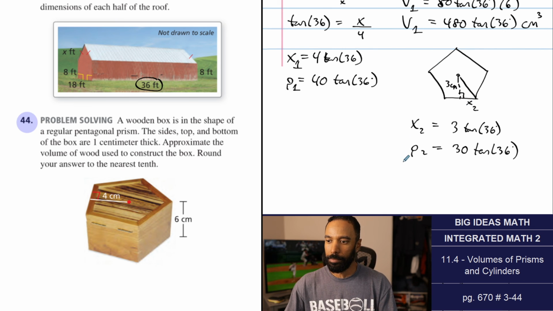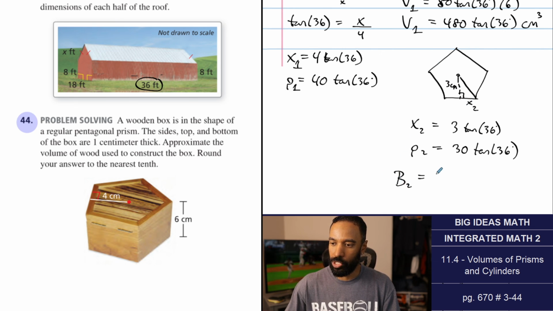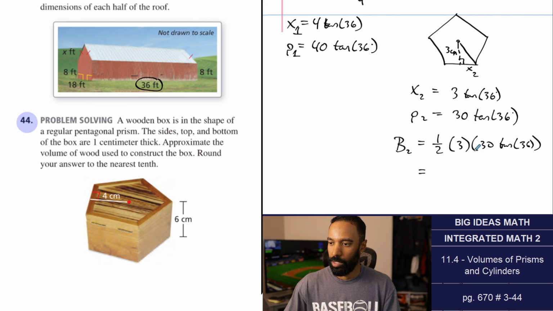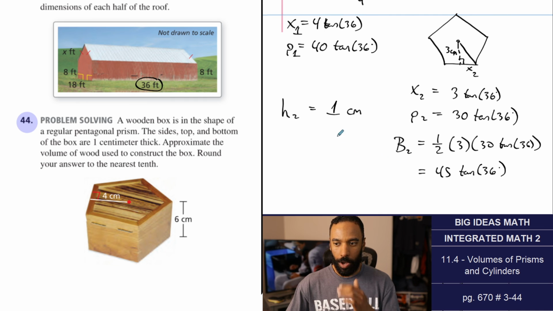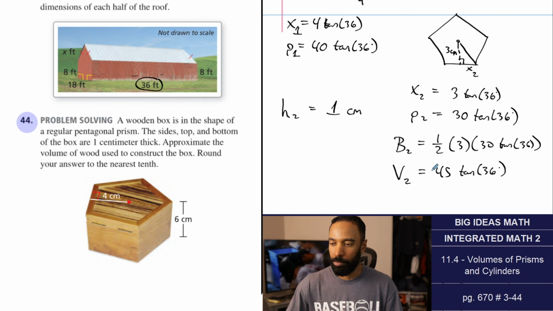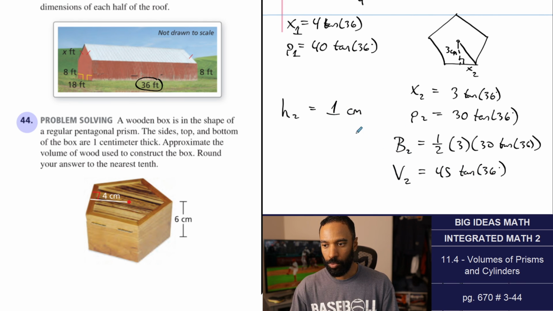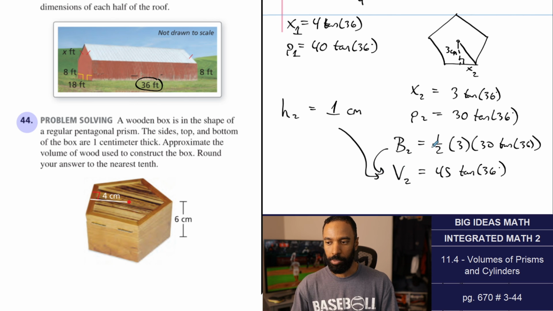So the area of base 2 is 1/2 apothem times perimeter, which simplifies to 45 times tangent of 36 degrees. And the height of object 2 is 1 centimeter. So this will also be the volume, because area of base times height, times 1, is going to then be the volume when put together. That's cubic centimeters.